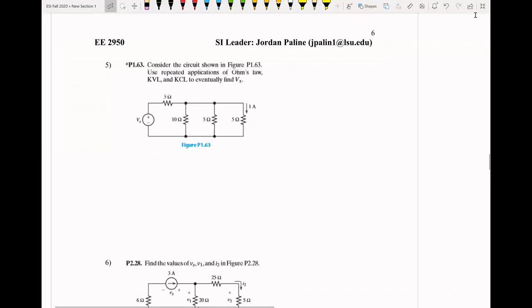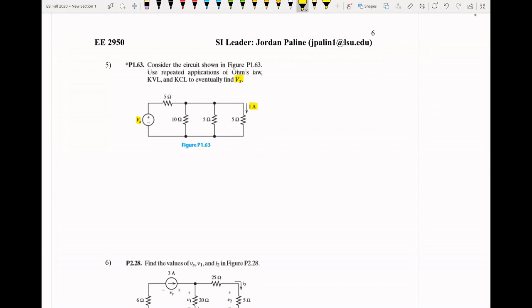Okay, let's go ahead and take a look at the next problem. They're asking us to find V of X using Ohm's law, KVL, and KCL. So if we take a look at what's going on here, we see that V of X is actually the source. So what we'll need to do is look at what else we have.